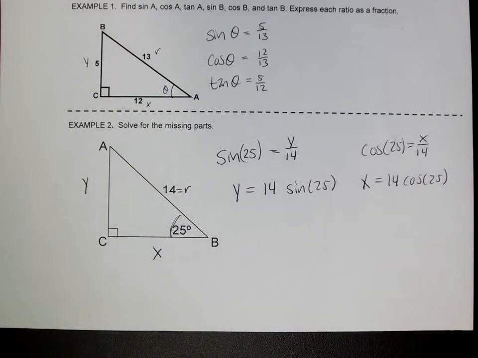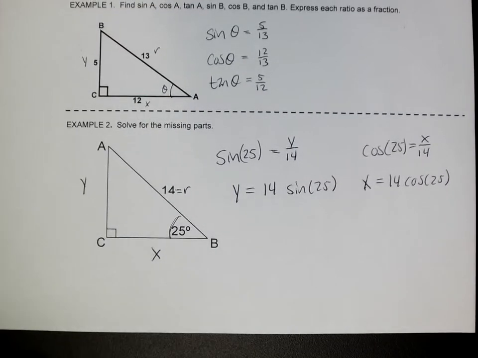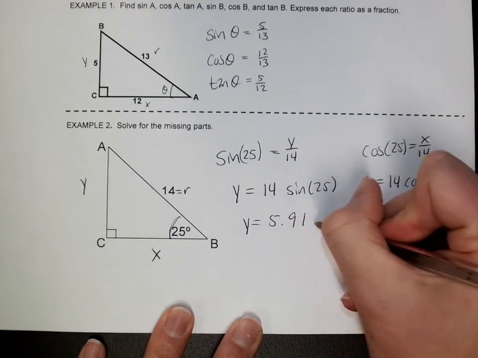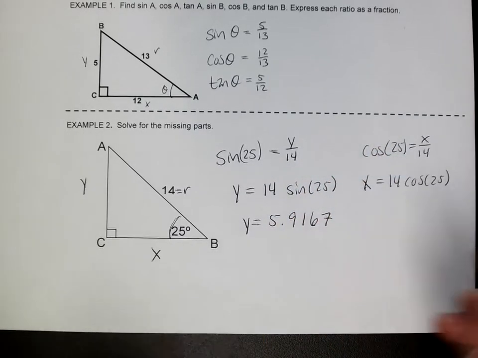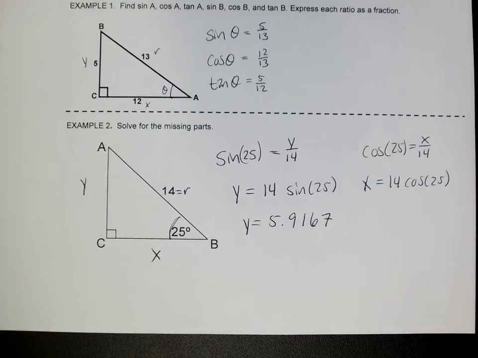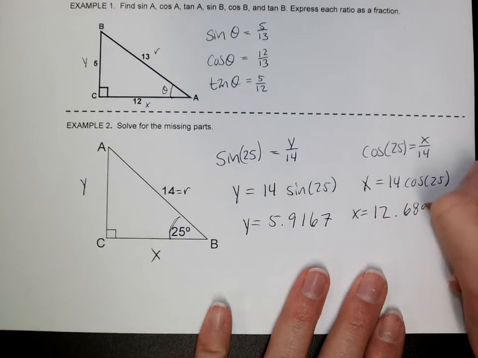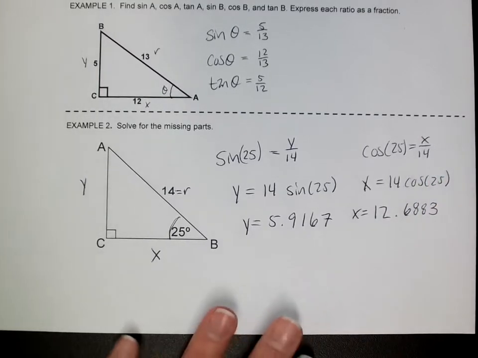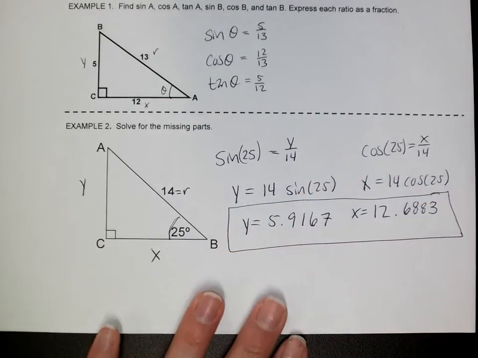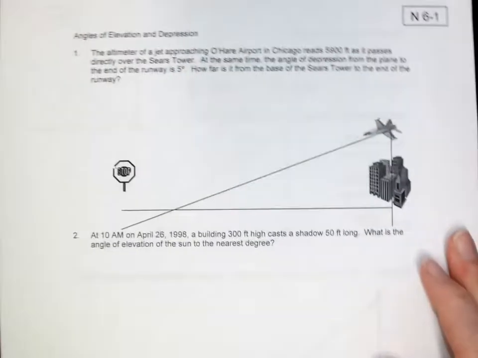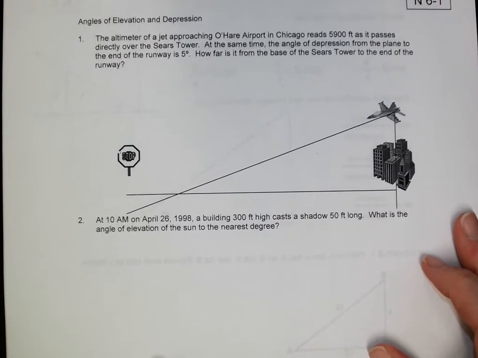I can just plug those into my calculator, making sure I'm in the right mode, which I am. 14 times the sine of 25 is going to be 5.9167. And 14 times the cosine of 25 is going to be 12.6883. Those are nothing different than what we just did. But what does get a little bit different is when we're looking at these word problems. I know how much you love word problems. So these are really good questions.